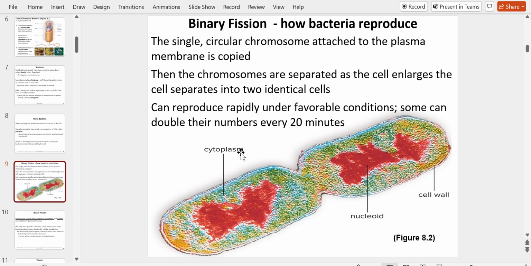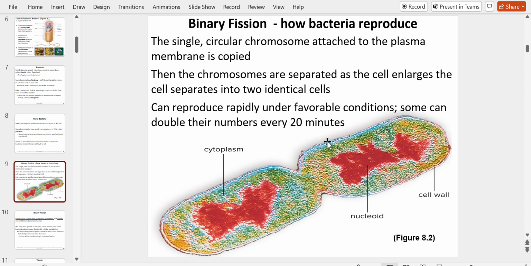This is how bacteria reproduce, through binary fission. Okay, the single circular chromosome attached to the plasma membrane is copied. And you'll see there that the DNA is circular, so it has a start and a finish. It's very easy, not like our DNA. Okay, it's a double helix. It's very difficult to copy, to replicate it. Then the chromosomes are separated as the cells enlarge, and the cell separates into two identical cells.